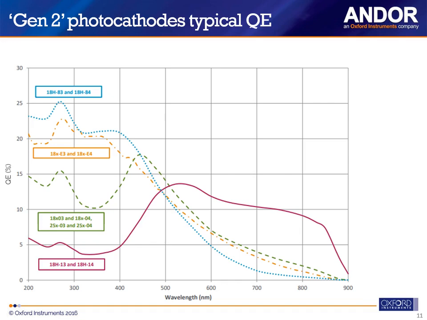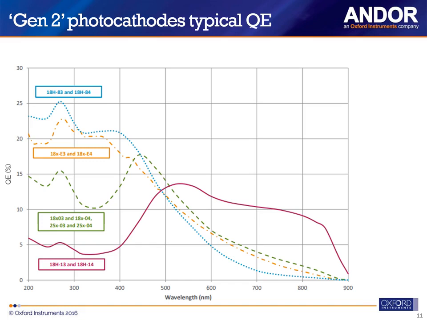Depending on the recipe of the different elements and the mix of the different elements in the photocathode, the response of the photocathode can be tweaked a little bit. With Gen 2, some of the Gen 2s can be tweaked more to have more response in the near infrared. That would be the red curve here. Some photocathodes would be tweaked to have better quantum efficiency in the UV.